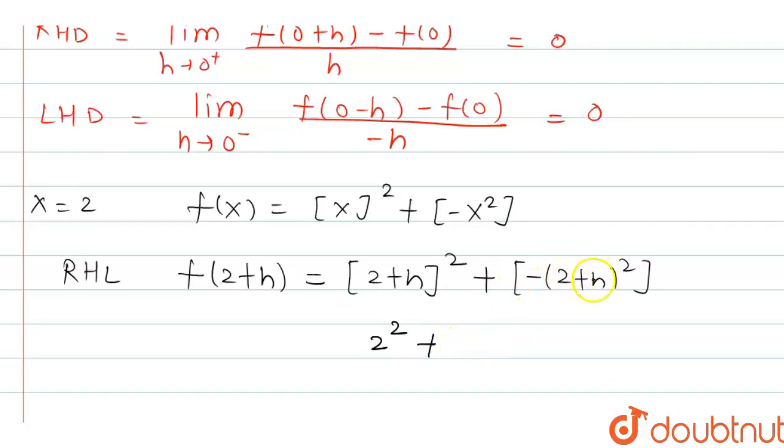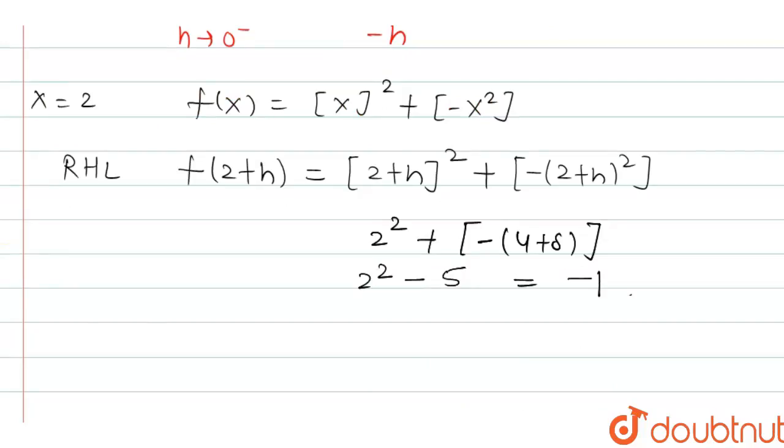As we know, (2 plus h) square is a little bit greater than 4. Let us take this as 4 plus delta, where delta is a little bit greater than 0 but less than 1. Then minus (4 plus delta) has greatest integer value minus 5. So 4 minus 5 equals minus 1.